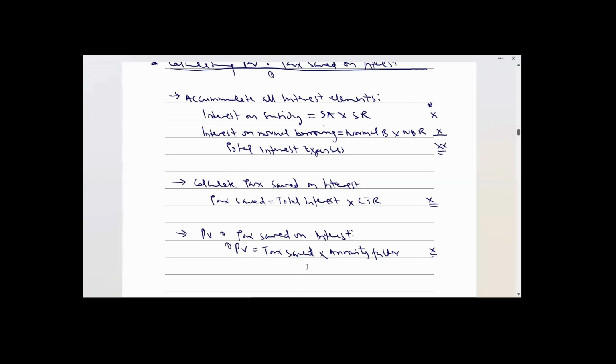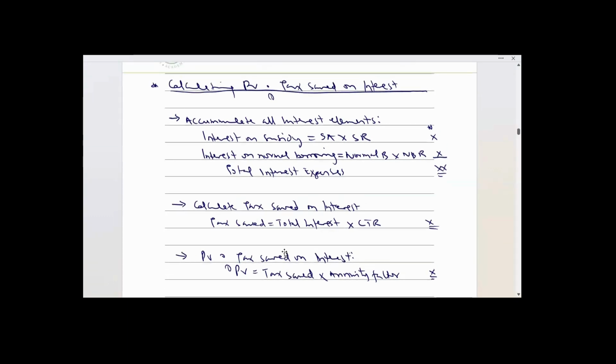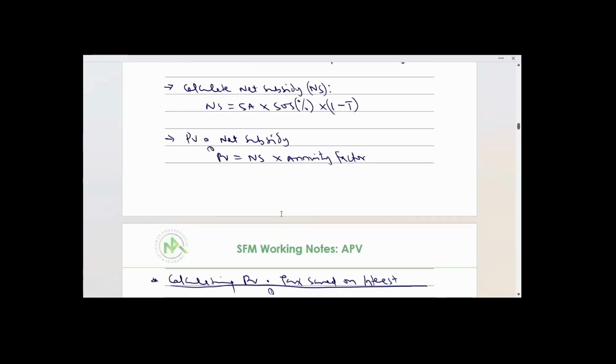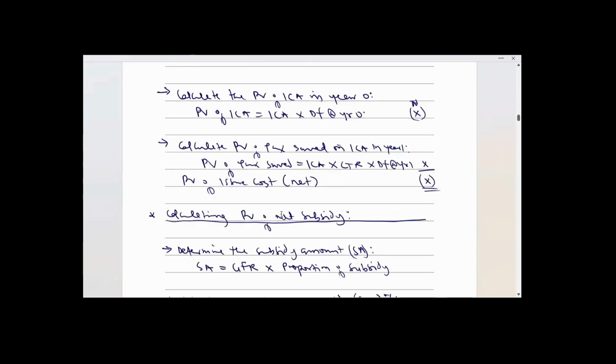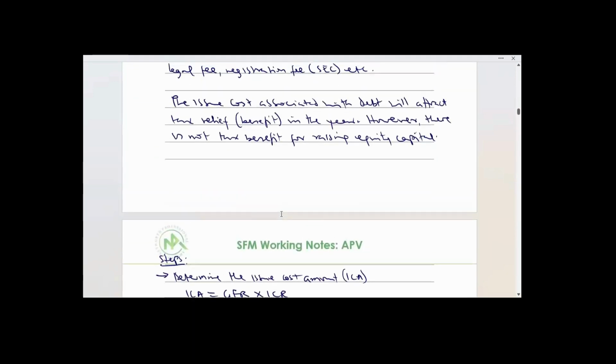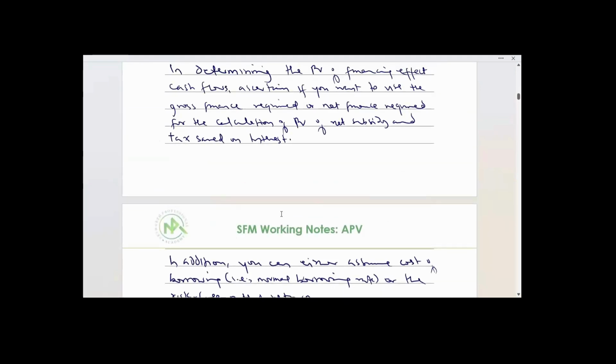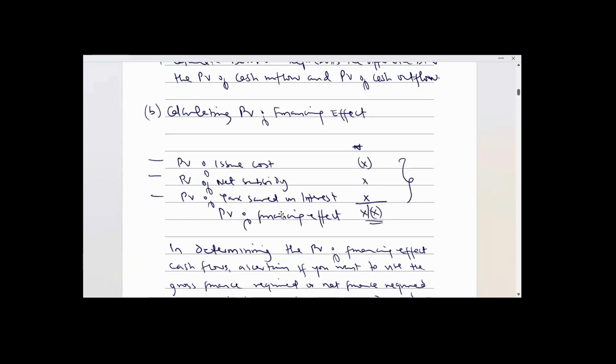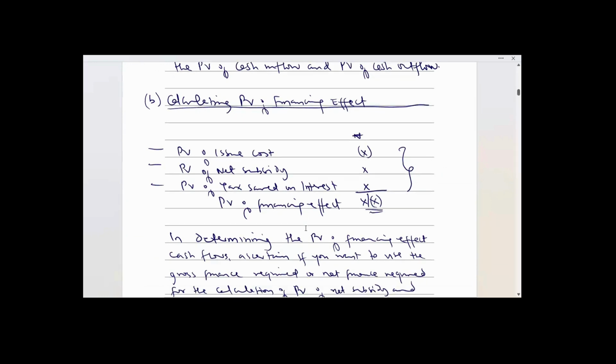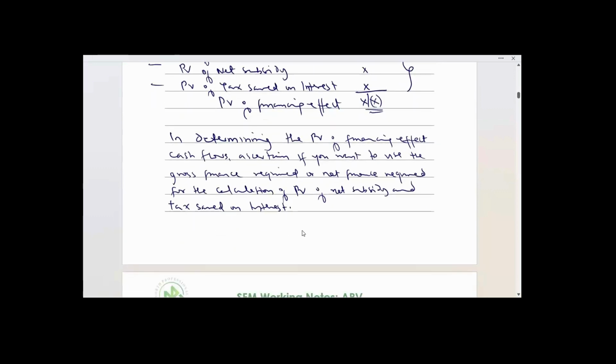Once I'm done with calculating PV of issue cost, PV of net subsidy, PV of tax saved on interest, then I'll just come and post under this area. So I'll just come and post here. All right, so this is how to calculate. Once I'm done with this, then I move to step 3.